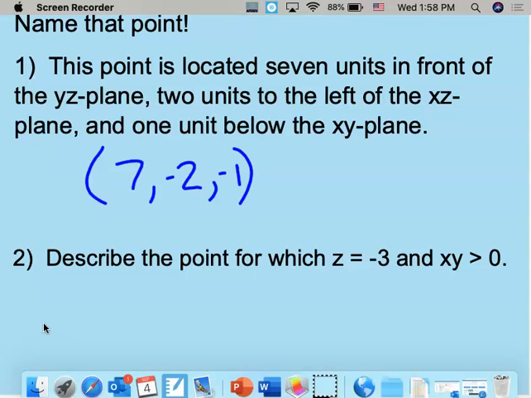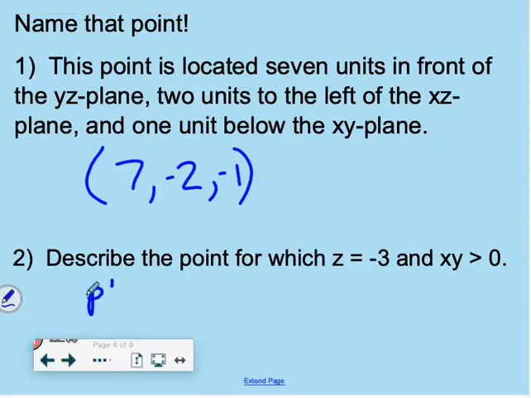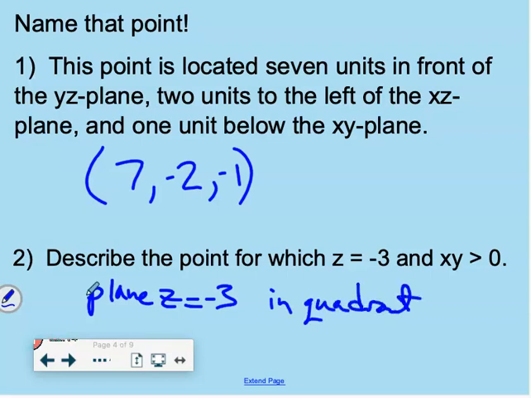Okay, all right? So positive, positive. Positive forward, positive right, positive up. Forward, right, and up are all positive. Backwards, left, and down are all negative. Does that make sense? Okay. All right. Good. So for those of you who are watching who can't see any of that, it would be the plane z equals negative 3 in quadrants 5 and 7. If you want to write those numbers, that's fine.